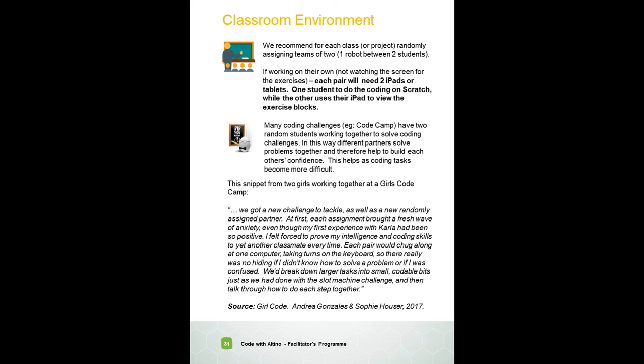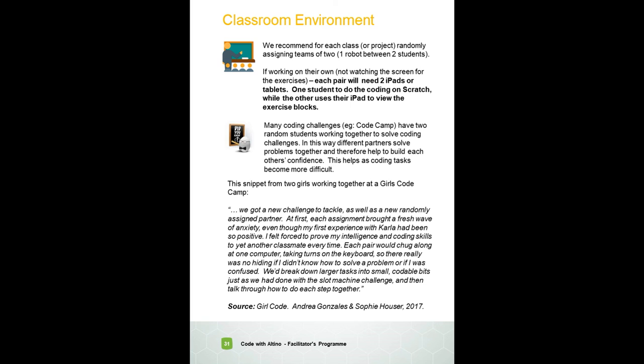We recommend for each class or project that you randomly assign teams of 2, which means 1 robot to 2 students. If they're working on their own or not watching the screen for the exercises, each pair will need 1 iPad or tablet, 1 student to do the coding on Scratch, while the other uses their iPad to view the exercise blocks. So many coding challenges, for example with Code Camp, they have 2 random students working together to solve coding challenges. In this way, different partners solve problems together and therefore help to build each other's confidence. This helps as coding tasks become more difficult.